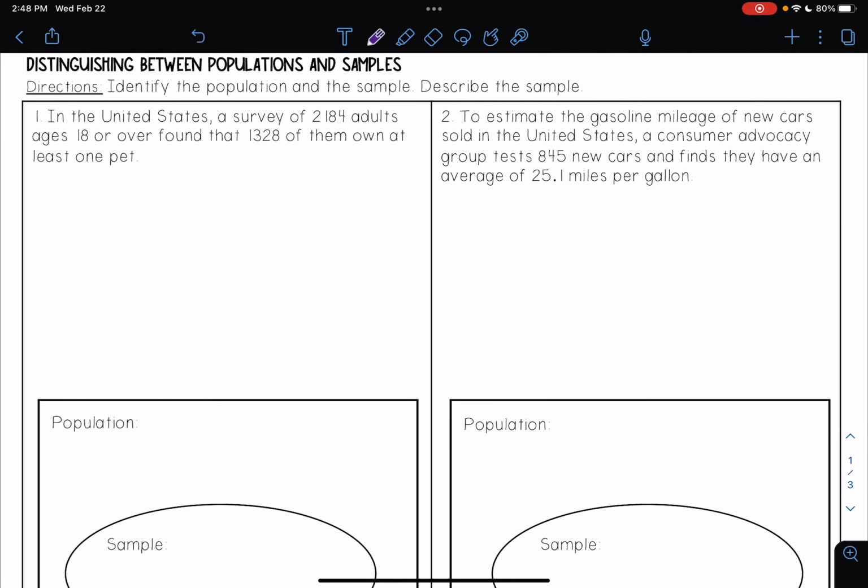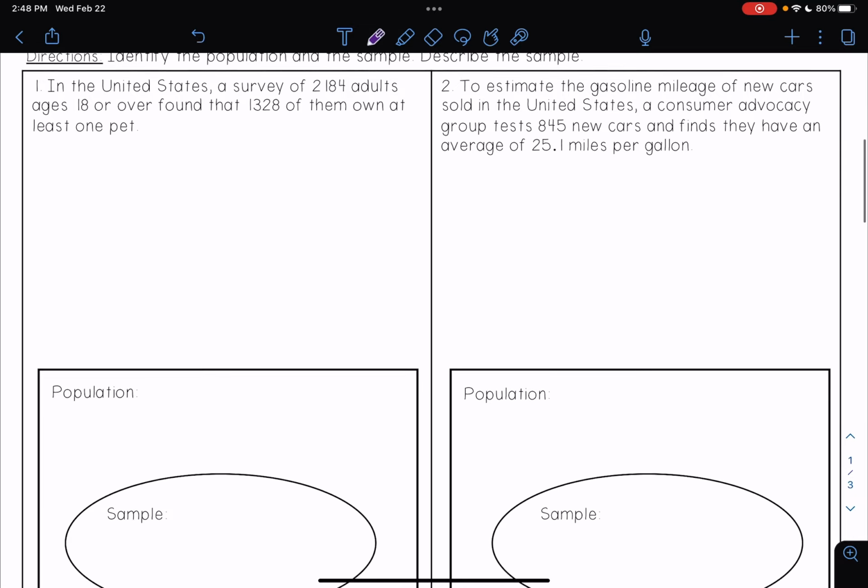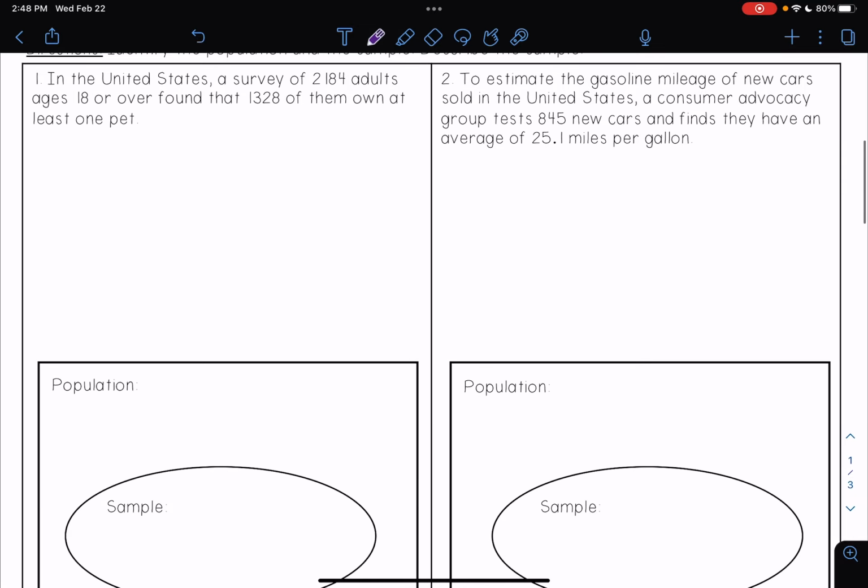So for this first set of problems, we're going to identify the population and the sample, and then we're going to describe the sample. Number 1 says, in the United States, a survey of 2,184 adults ages 18 or over found that 1,328 of them own at least one pet.